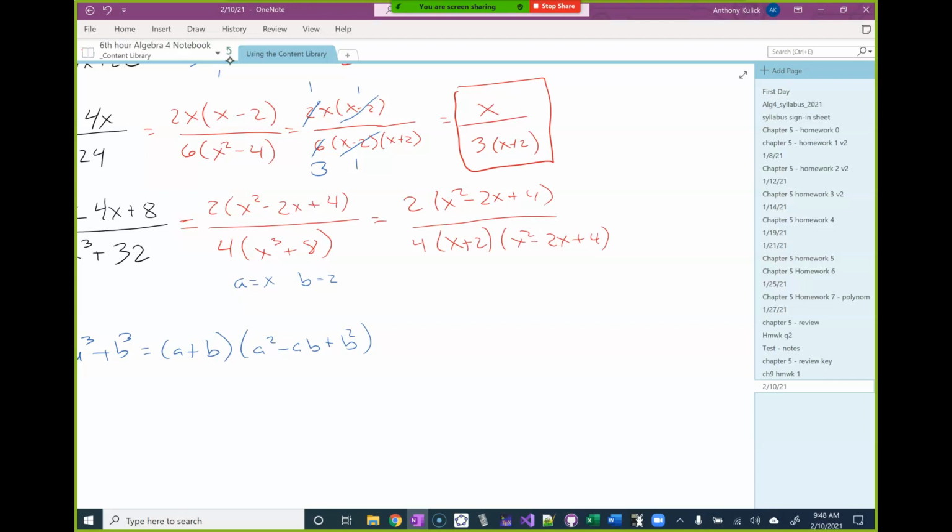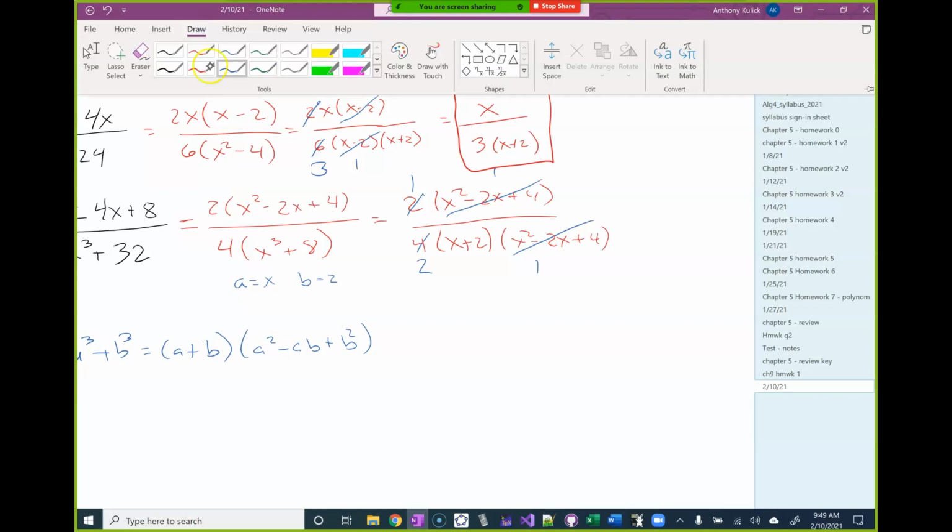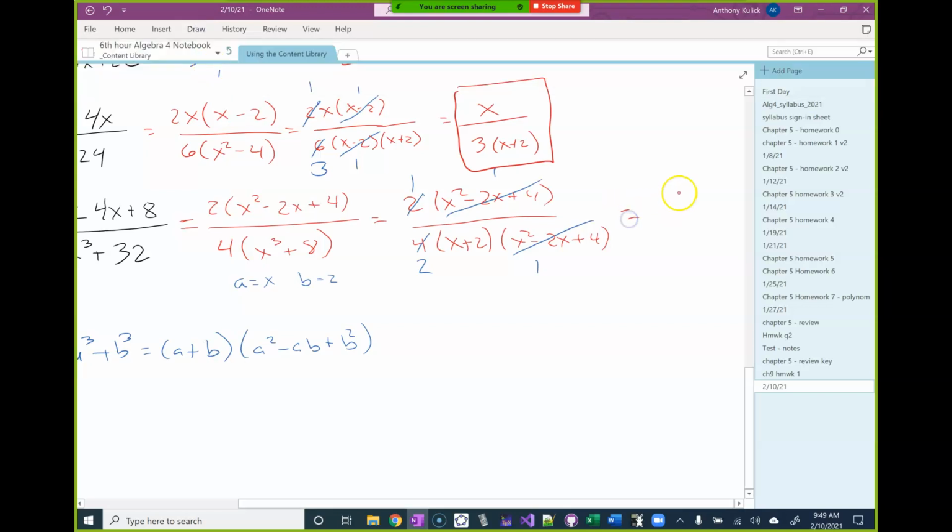Okay, so Alexis is correct. We can reduce the 2. Is there anything else we can reduce? That x squared minus x squared. Yeah, that trinomial piece can also reduce. So what are we left with then in the numerator? 1. And in the denominator? 2 times x plus 2.